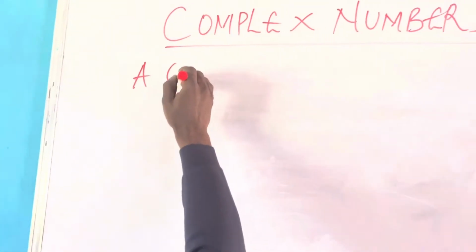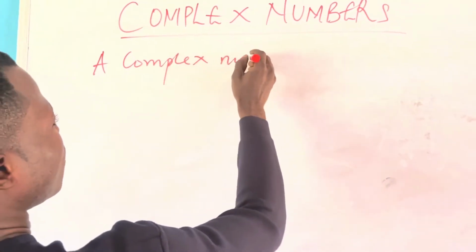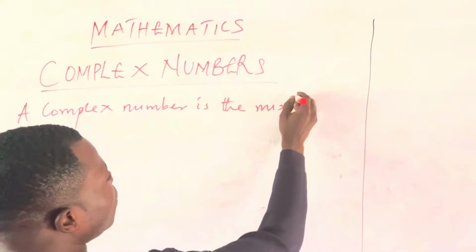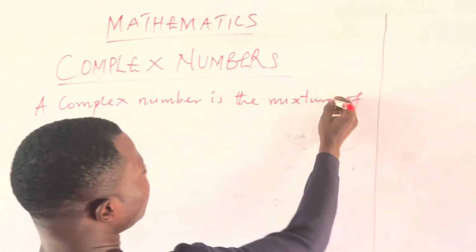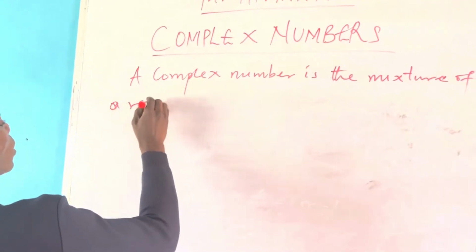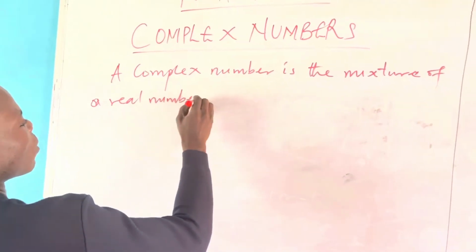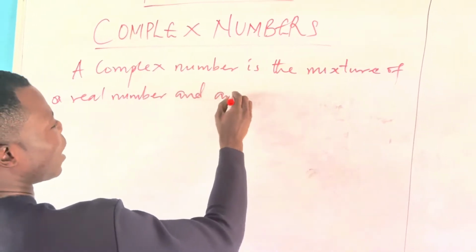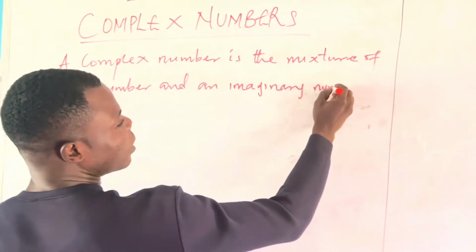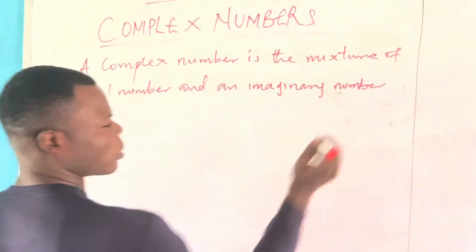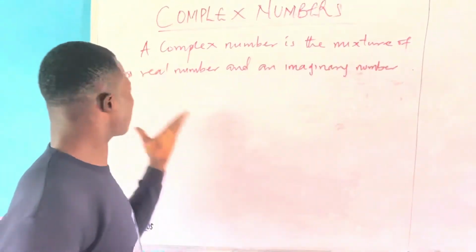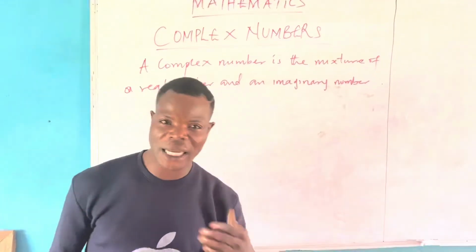A complex number is the mixture of a real number and an imaginary number. So the mixture or combination of a real number and an imaginary number.